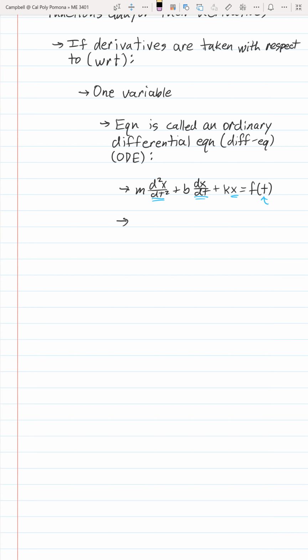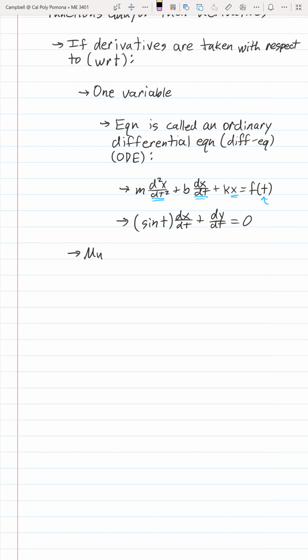Another one could be sine t dx dt plus dy dt equals 0. So of course here we're taking the derivative with respect to time. So we only have the derivative with respect to one variable, and so of course this would also be an ODE, because we're taking derivatives with respect to time.